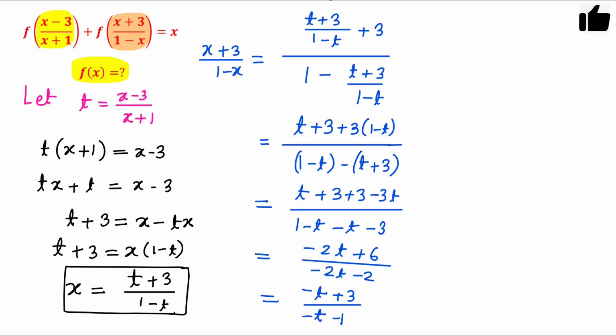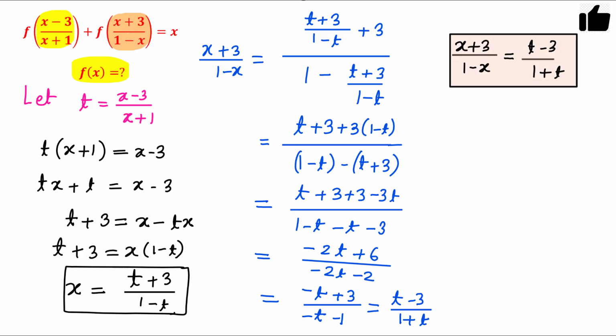So let us multiply by a minus sign in the numerator and denominator. So this will become (t minus 3) divided by (1 plus t). So now I know the value of this term, (x plus 3) divided by (1 minus x), and this can be written in terms of t, and this is nothing but (t minus 3) divided by (1 plus t). So now I have this term and I also have this term.